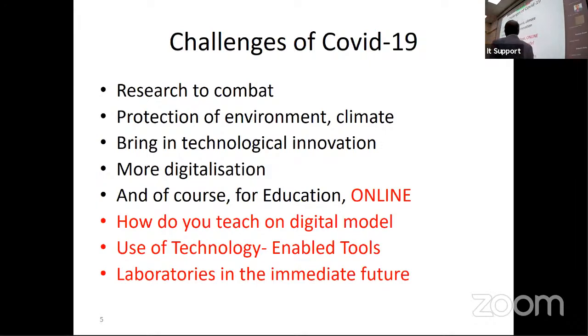Of course, today when you do research, one important thing is that you must protect the environment and climate, because after the COVID virus, we are very sensitive about it. So can we do innovative research now? Many companies stopped, and many are restarting. Can they restart in a way by which the environment and climate will be protected? How do you bring in technological innovation? You have already seen the technology today. It's a hybrid meeting, and we have to keep on doing innovation and technology. Digitalization is, of course, going to be there, and entire education is going online.